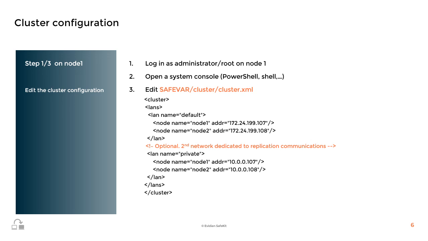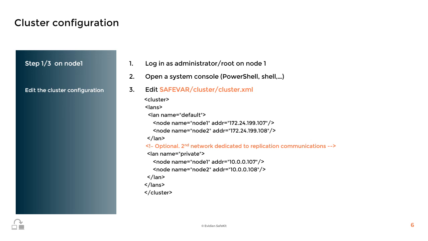Begin by logging in as an administrator or root user on Node 1. This will give you the necessary permissions to edit the cluster.xml file. Open a PowerShell, a shell, or any preferred command line interface. Navigate to the var/cluster directory of SafeKit and edit the cluster.xml file on Node 1.